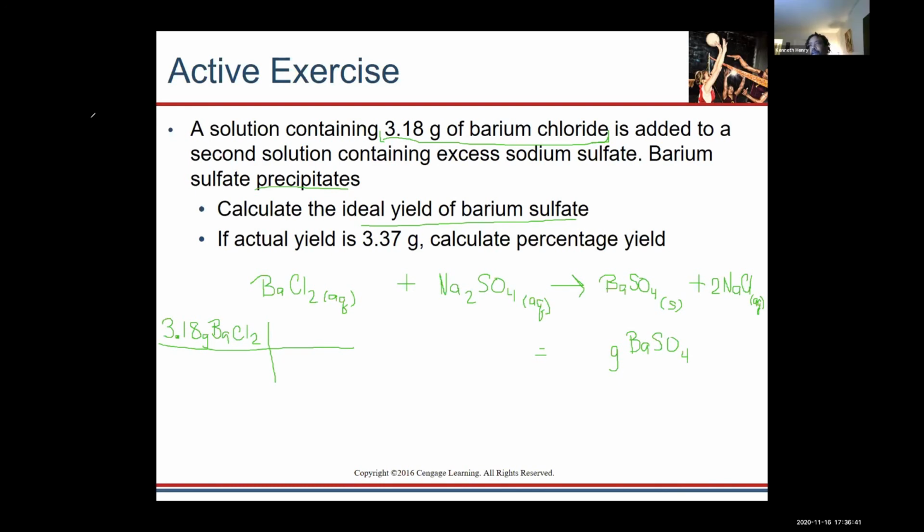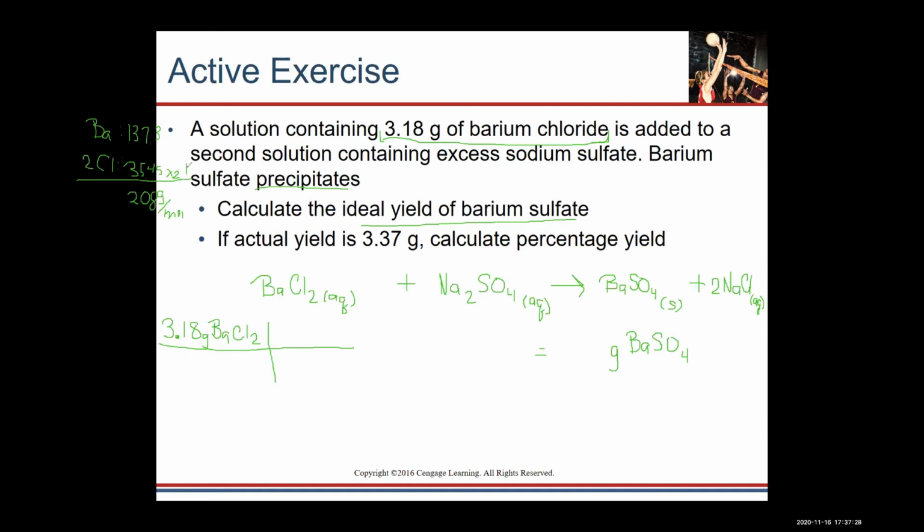So what is the molar mass of barium chloride? I believe it's 35.45 times 2 plus 137.3. And if you do the math, it should be about 208 grams per mole. Is that right? Did I get it right? Yes, 208.